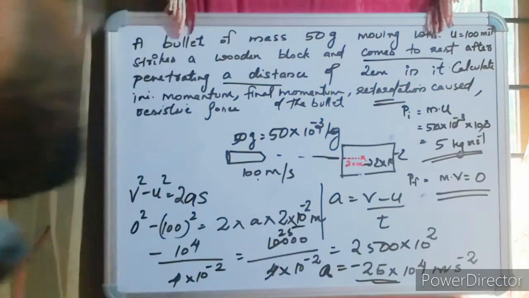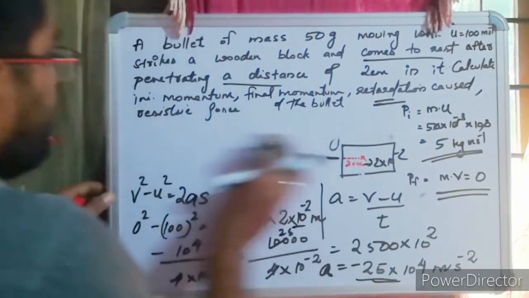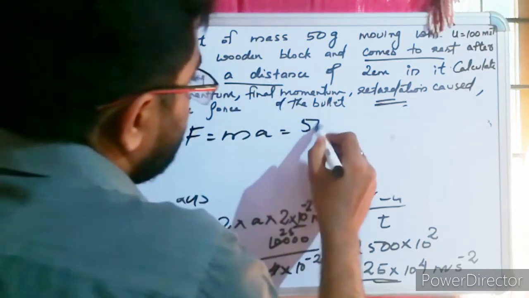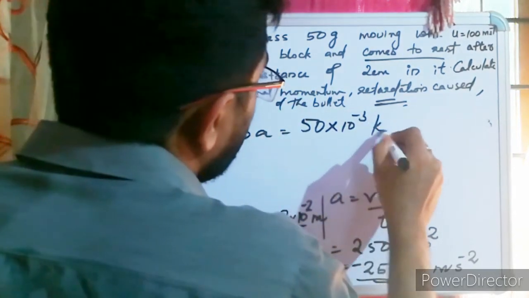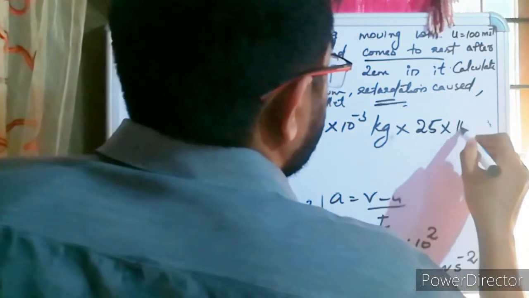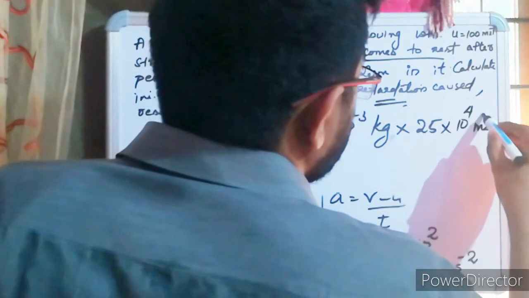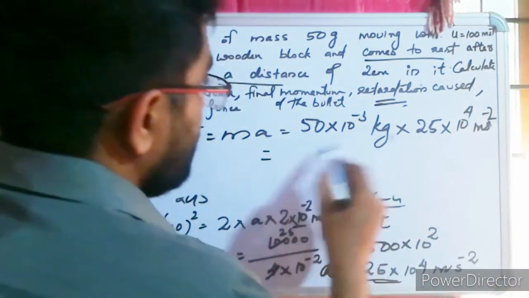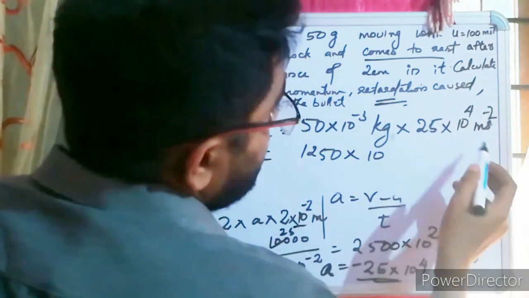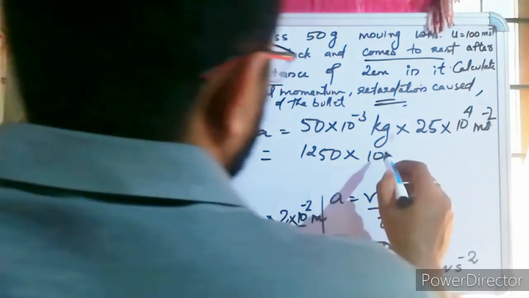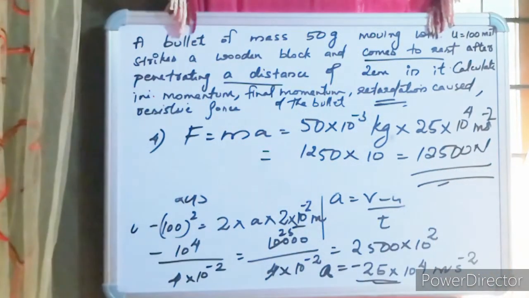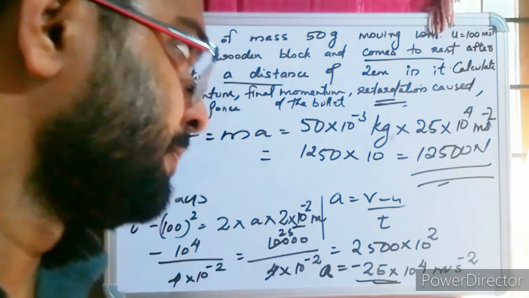In the last part, the resistive force, that is nothing but F is equal to m into a. Mass of the bullet is 50 into 10 to the power minus 3 kilogram, into the acceleration, which is 25 into 10 to the power 4 meter second raised to minus 2. That will give you 1250 into 10 to the power 4 and 3, so that will be 12500. So that is your resistive force.